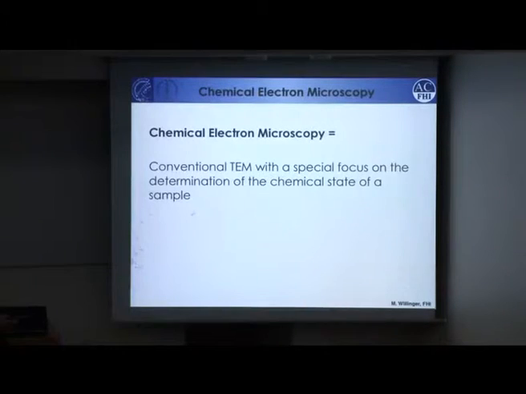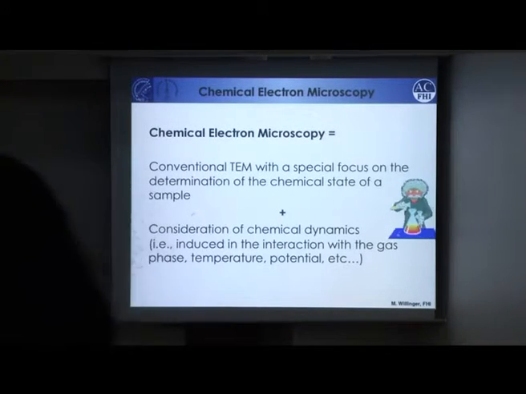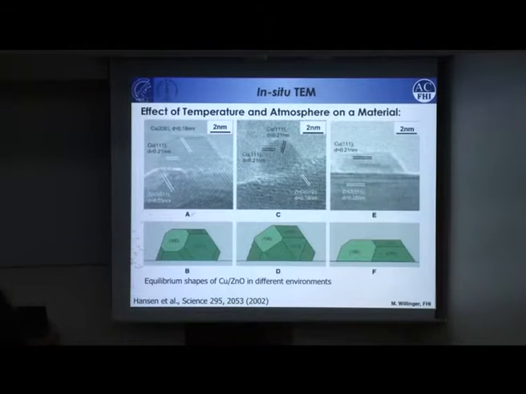But the problem is, as I said, the electrons are strongly interacting, and you need vacuum, so the material is in vacuum. We are studying catalysis, and a catalyst is not in vacuum, it's interacting at some temperature with some gas phase. So for chemical electron microscopy, it's important to also take in the chemistry in some ways. So we try to look at the chemical dynamics and how the material behaves. There are some early studies about the reaction of a material with a certain gas phase.